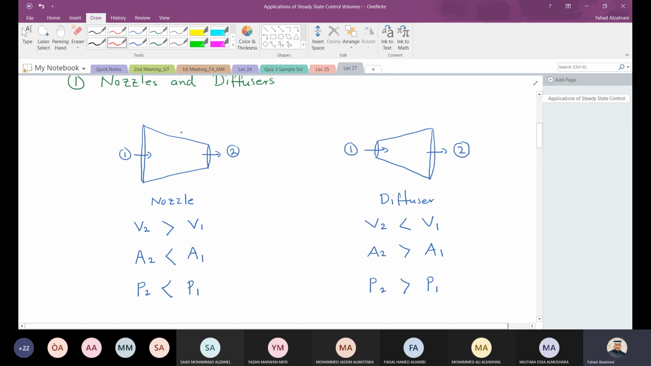So if you see, I'm not doing any work in the system. There's no boundary, there is no rotating shaft, there is nothing. So I can neglect the work here. What about the kinetic? Can I neglect kinetic energy?